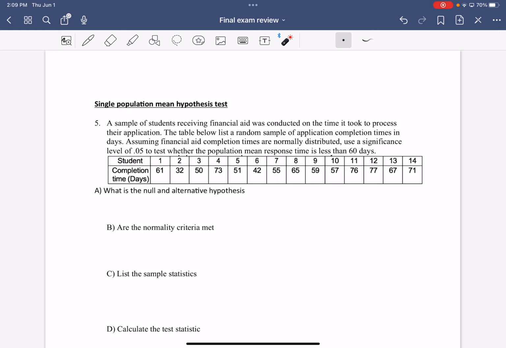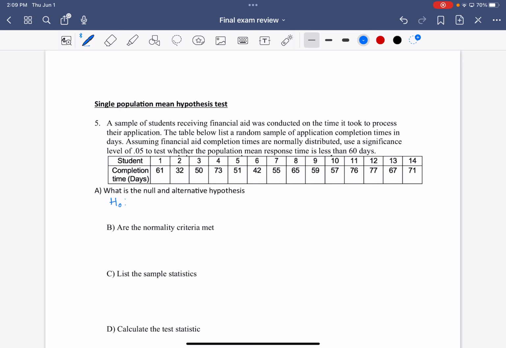Number 5. A sample of students receiving financial aid was conducted on the time it took to process their application. The table below lists a random sample of application completion times in days. Assuming financial aid completion times are normally distributed, use a significance level of 0.05 to test whether the population mean response time is less than 60 days. Part A, what are the null and alternative hypotheses?